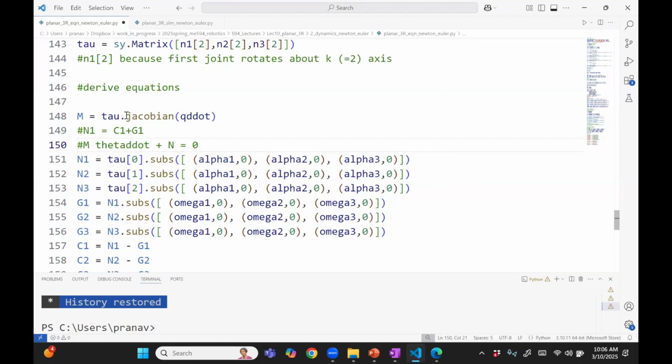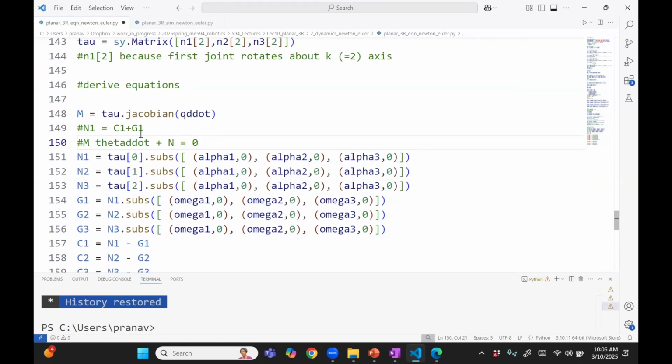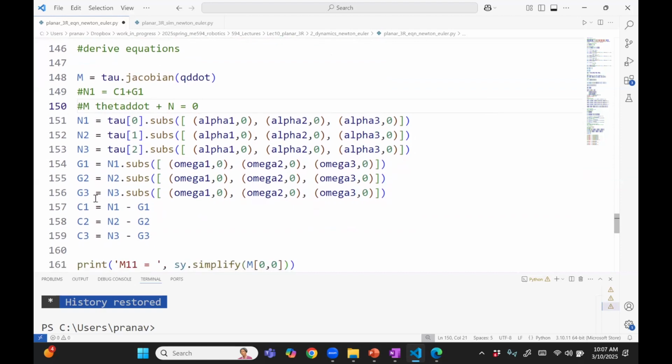So I get N. And then to separate out C and G, what I can do is, C1 is only dependent on angular acceleration and linear and angular velocity. So I put in N, I put omega 1, omega 2, omega 3 as 0, and I get G. And then to get C, it's just N1 minus G. Or you could take N1, substitute gravity equals 0, and then you'll get C.